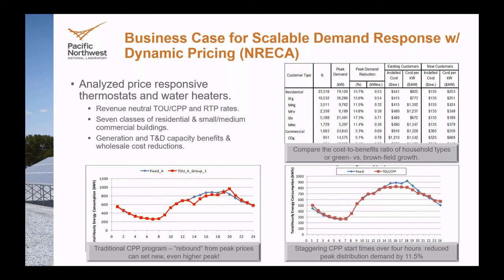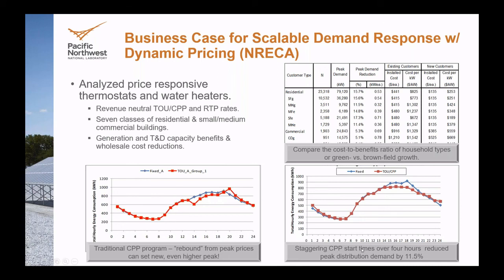that has been turned off or has been waiting suddenly wants to turn right on, and all of your loads that used to be distributed through time are now all turning on at the exact same instant. So you get this rebound effect where in the process of reducing your peak, you may actually make a bigger peak and cause all sorts of other problems on your system. So what this looked at was doing what we call staggering the critical peak pricing start time.